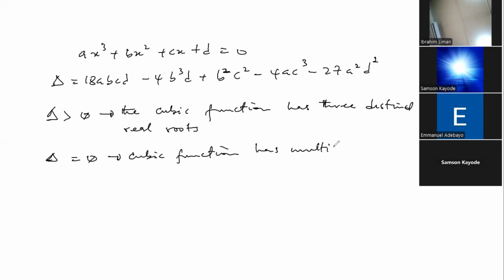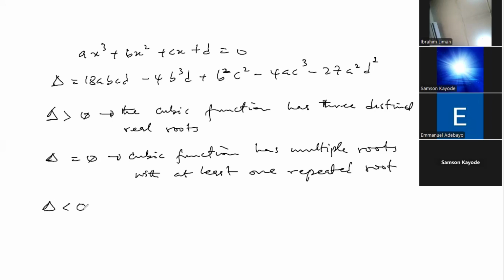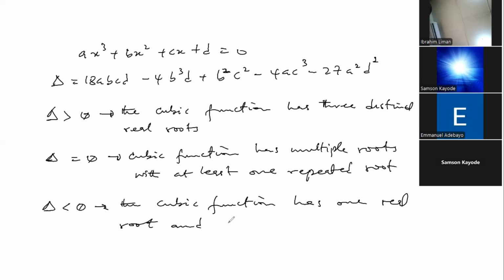And when the discriminant is the same as 0, then the cubic function has multiple roots, with at least 1 repeated root. And then when the discriminant is less than 0, the cubic function has 1 real root and 2 complex conjugate roots.